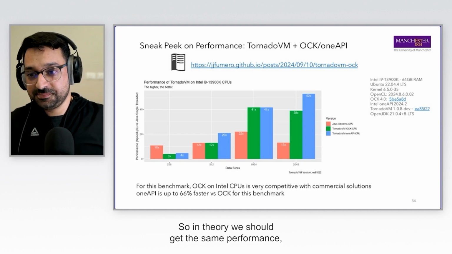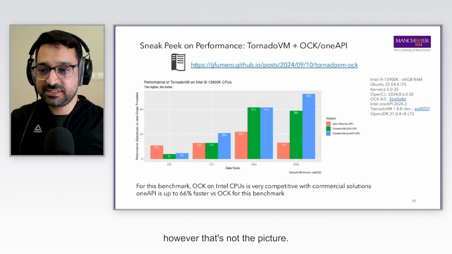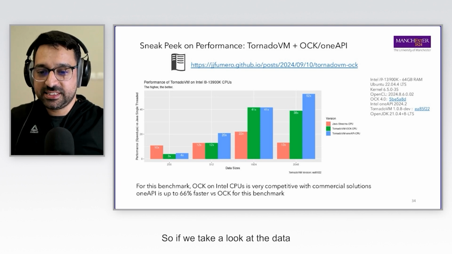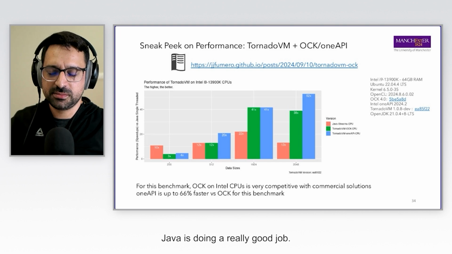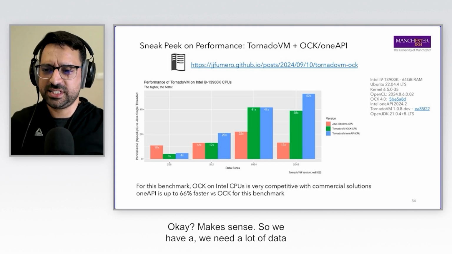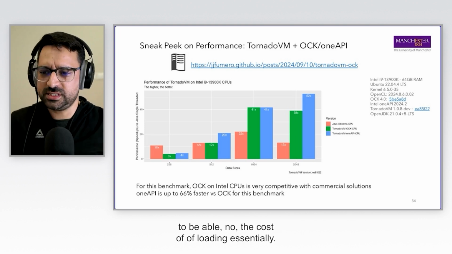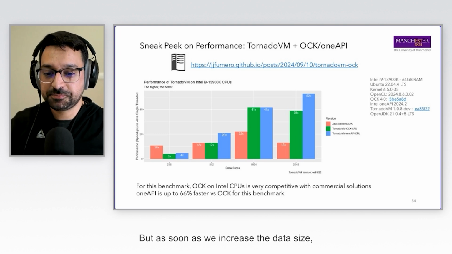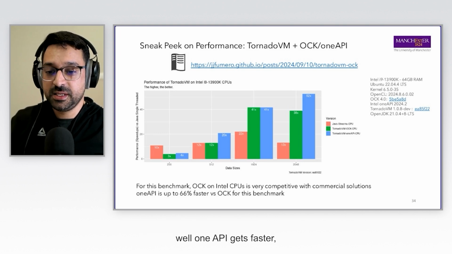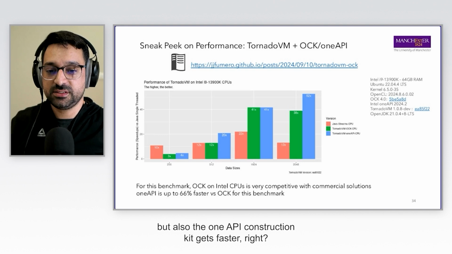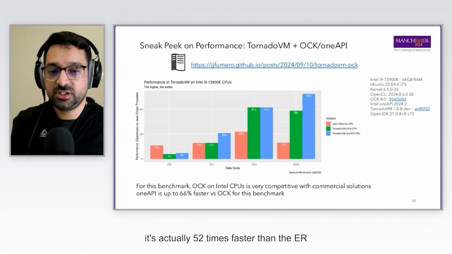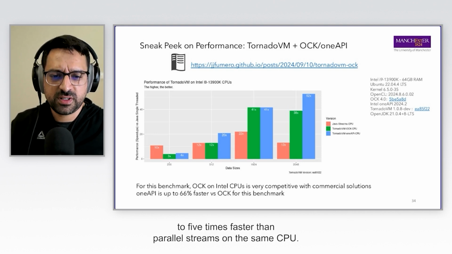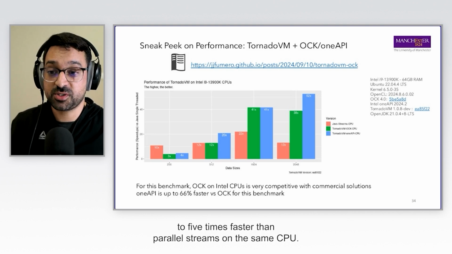So in theory, we should get the same performance. However, that's not the picture. If we take a look at the data in the performance plot, for small data sizes, Java is doing a really good job. Okay, makes sense. We need a lot of data to amortize the cost of offloading, essentially. But as soon as we increase the data size, oneAPI gets faster, but also the oneAPI Construction Kit gets faster, right? And with the largest data size, it's actually 52 times faster than the Java sequential, and I think 4 to 5 times faster than parallel streams on the same CPU.